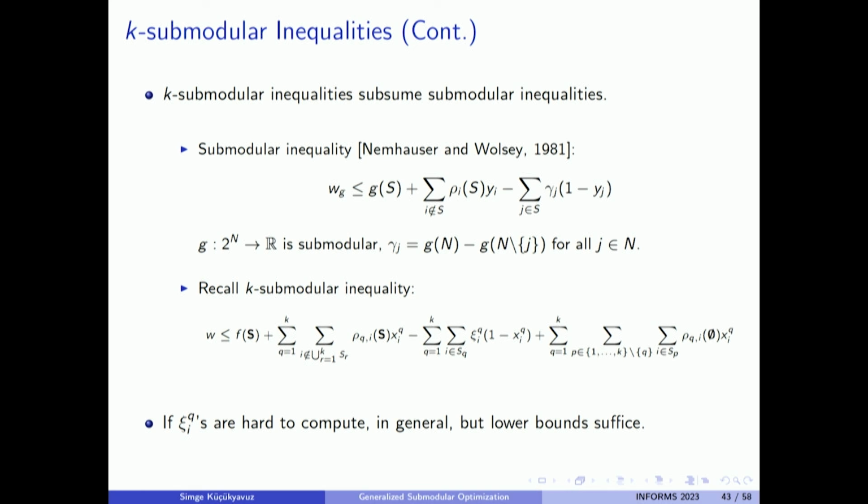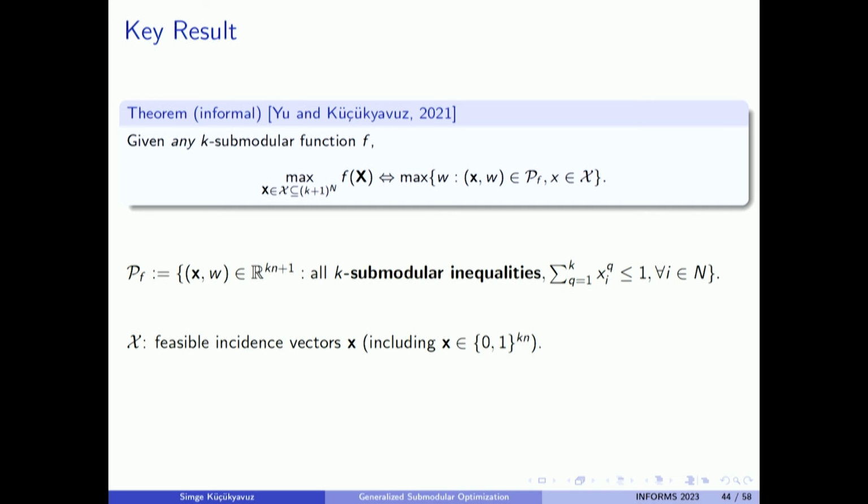So again, don't worry about the mathematical details. This is just to show that it's a natural extension of the classical submodular inequalities that consider multisets. So we are able to characterize those coefficients in closed form in a sense that they will make the inequalities valid. We call those k-submodular inequalities.